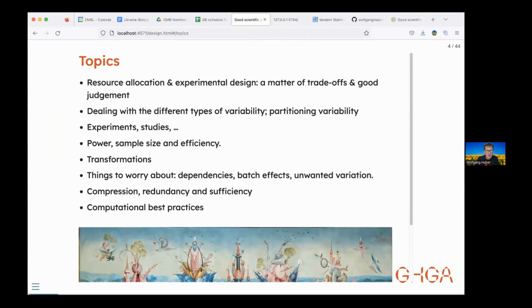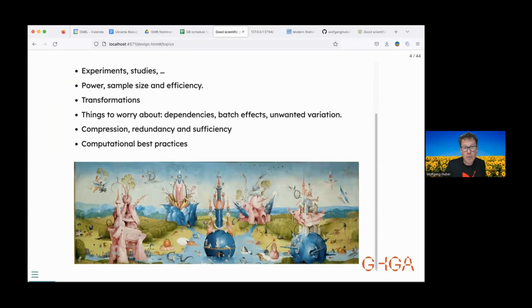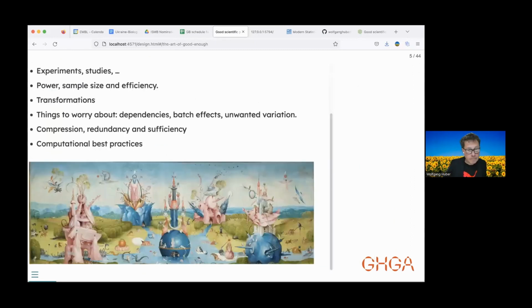So we will be talking about experimental design and how this is a matter of trade-offs and good judgment. We will talk a little bit about the different types of variability, how we partition variability, about replication, sample sizes, difference between experimental studies, data transformations, also about things that we need to worry about, like dependencies, batch effects, quality assessment, and a few computational best practices.